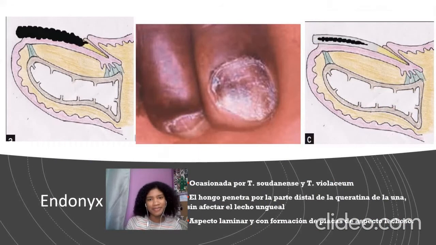Endonyx onychomycosis is a type of fungal infection by Trichophyton soudanense, violaceum, or rubrum. The clinical presentation of this type of onychomycosis is a milky white discoloration of the nail plate without hyperkeratosis or onycholysis. In the histopathology, we are going to see a lot of fungal filaments confined to the nail plate without the nail bed.